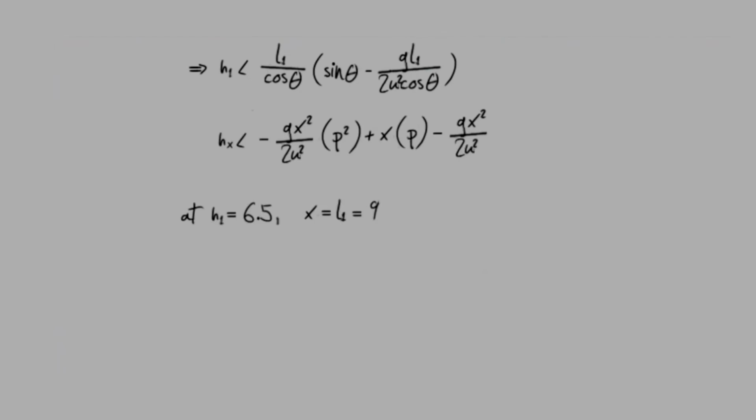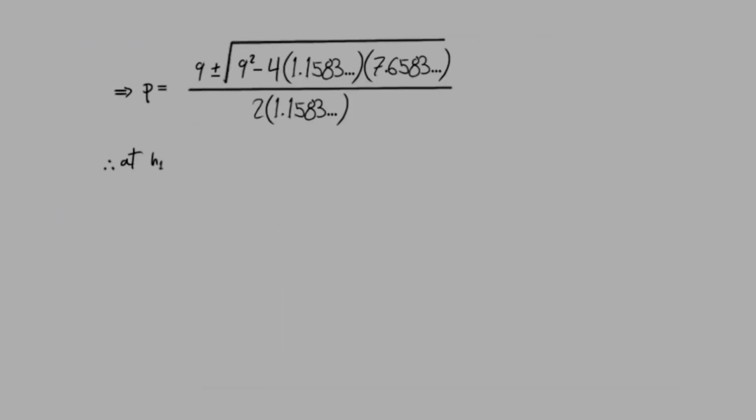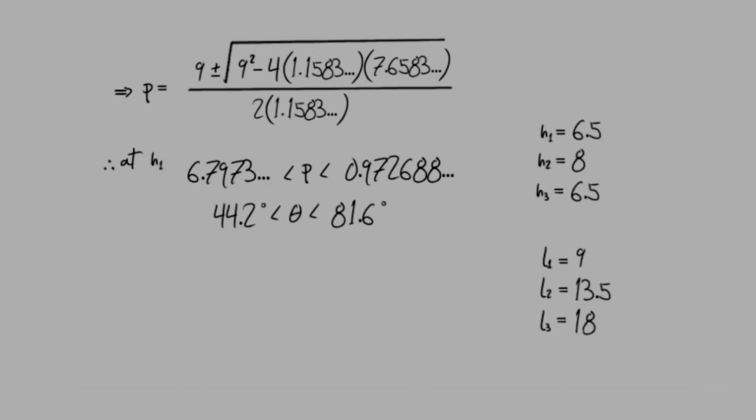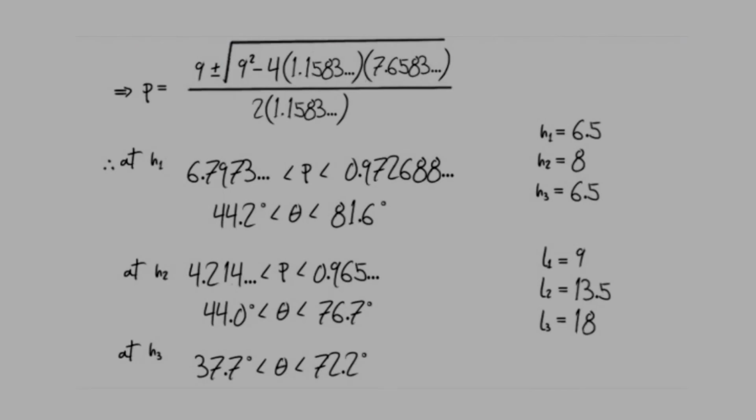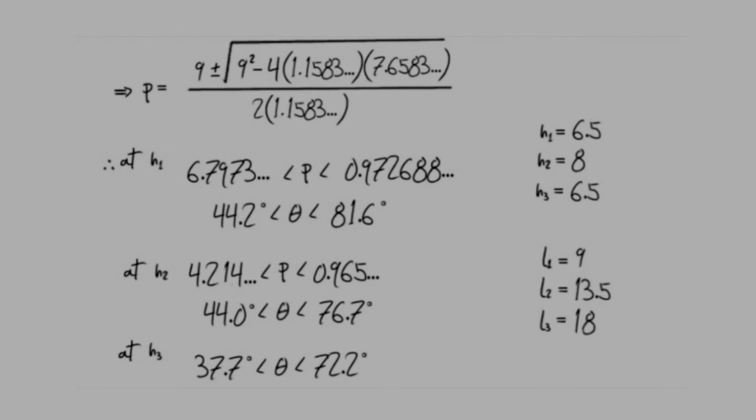We then used these conditions and considered SUVAT vertically to come up with three quadratic equations to get a range of angles where the ball will go over the house at these different points. We take the intersection of these three solution sets because the ball must go beyond all 3 points on the house. From these equations, we got that theta must be between 44 and 72 degrees.